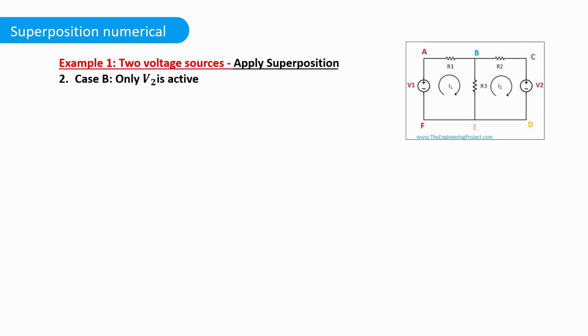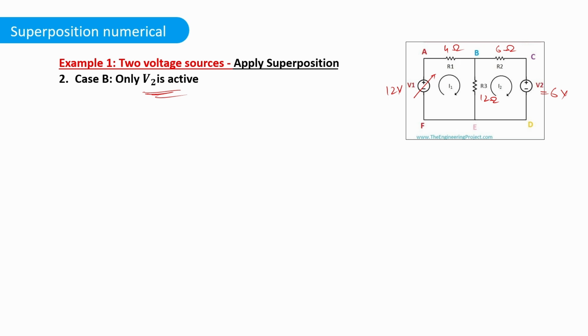We will solve the circuit for the second case and keep V2 as active. V2 is active, which was 6 volts, and V1 was 12 volts. So now we will short circuit this first source and keep other components as they are. This was 4 ohm, if I remember correctly. This was 6 ohm, and this was 12 ohm.